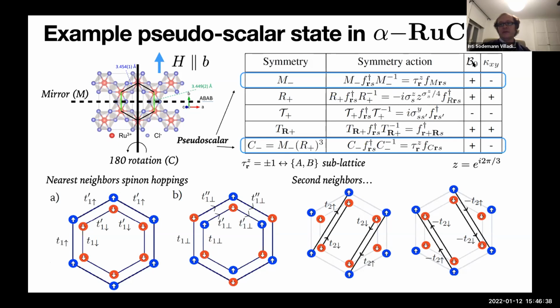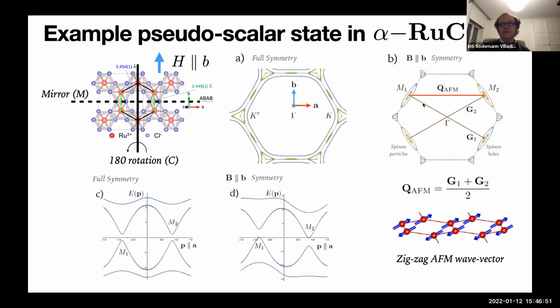And so, under the mirrors, the emergent field is even, and the Hall conductivity is odd. So this one will be zero, and this one will be allowed. And you can construct some mean field state of the spinons.